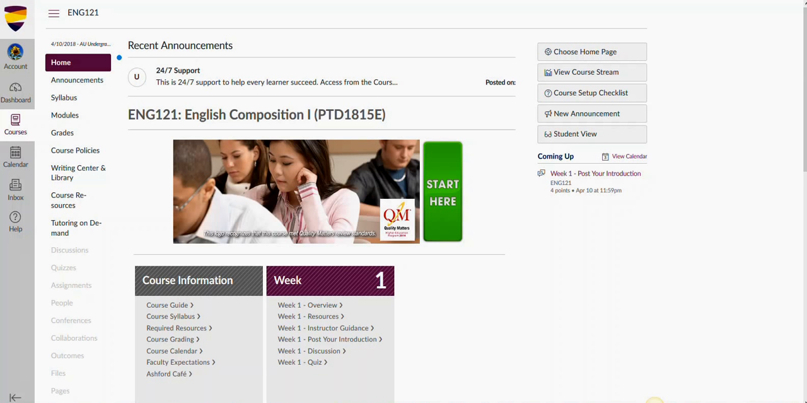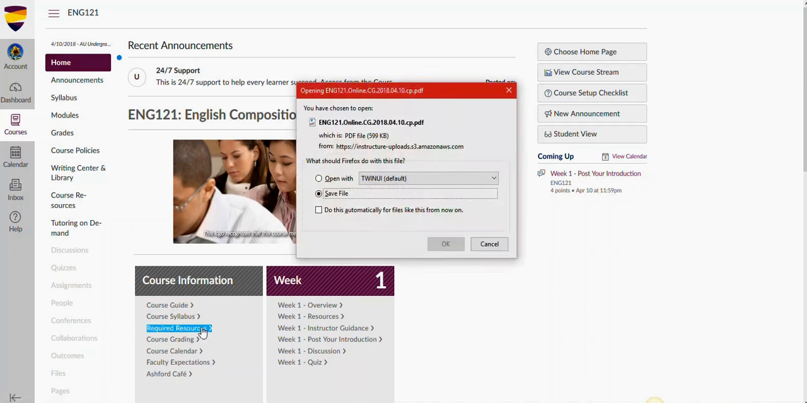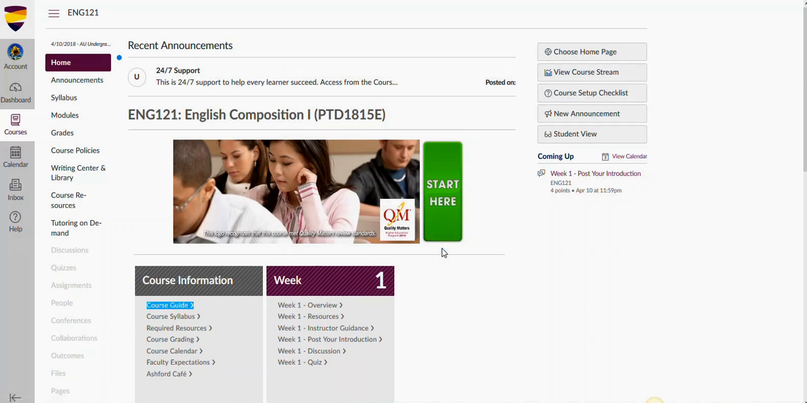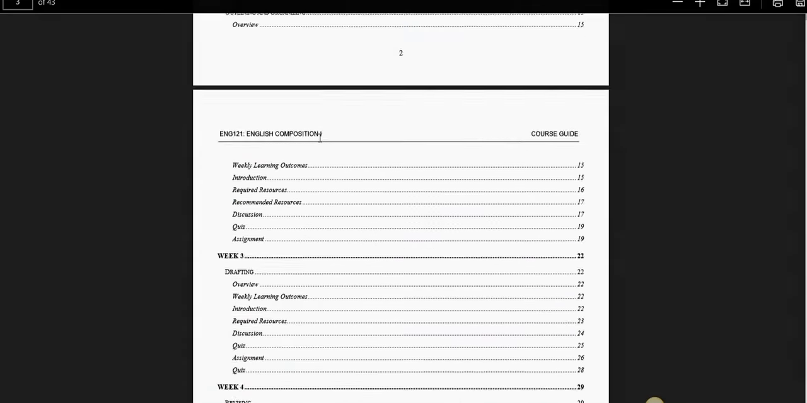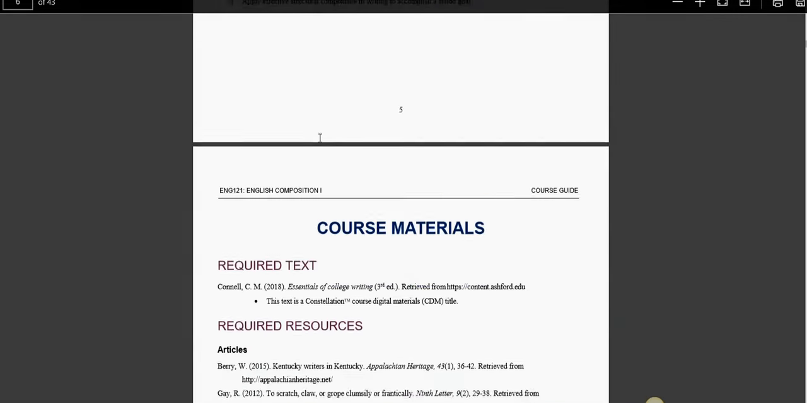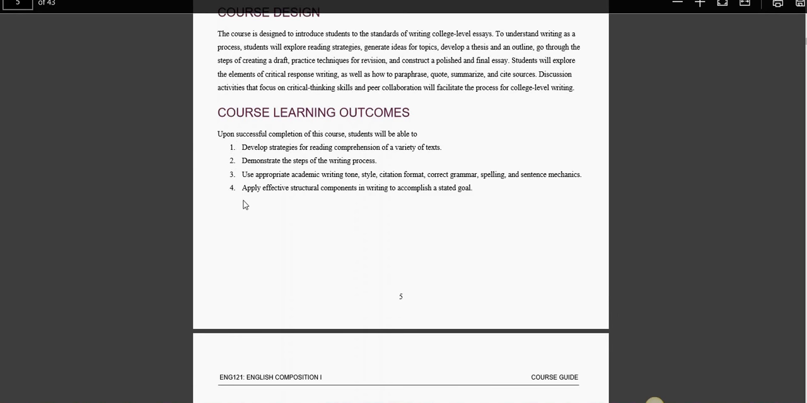The reason why we revised this course is we had the opportunity to revise the CLOs, the course learning outcomes, and we've shortened them to just 4. I'm going to pull up the course guide real quick to show you. This course guide is available in the course, and I'm also going to be sending it out to everyone. But if you look at the course learning outcomes, there are now 4 succinct ones.